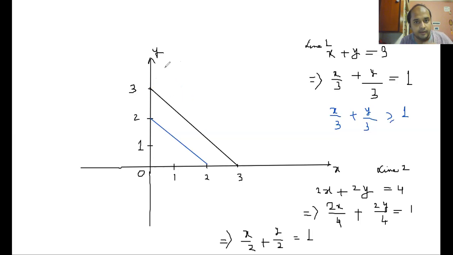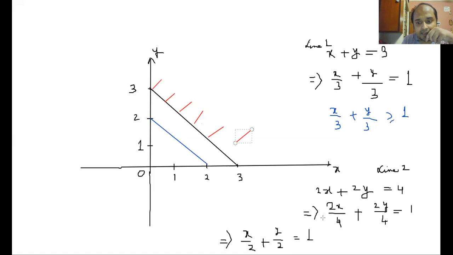Just a minute. This side will be your region. How can I draw it? Let me try to draw the region properly. These sides of the straight line will be the region. So I'm marking them like this. The entire side on this half will be the region.